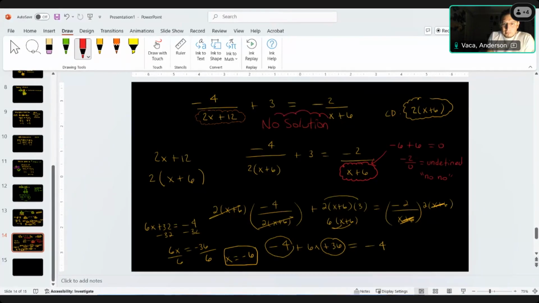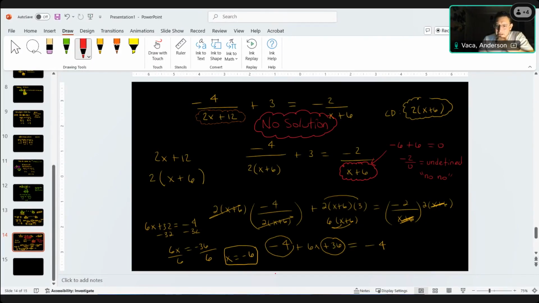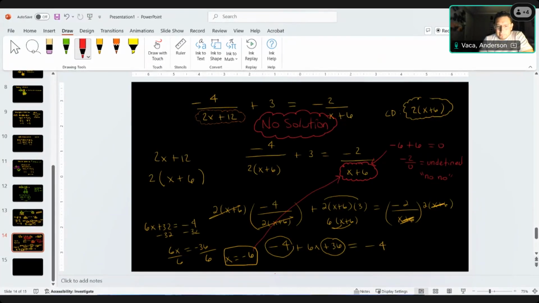Because, I was like, oh, negative 6. And then I quickly looked over. I was like, oh, wait a minute. If x is equal to negative 6, it makes the denominator equal to 0. And that's a huge no-no. It cannot happen. So this particular example, even though we did a whole lot of work, it has no solution.